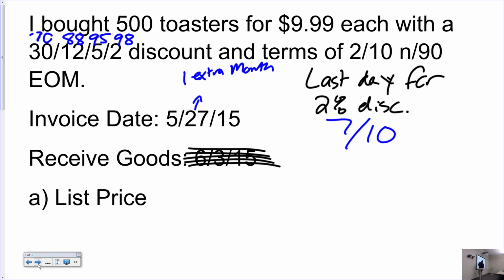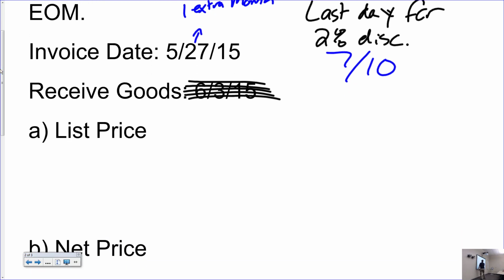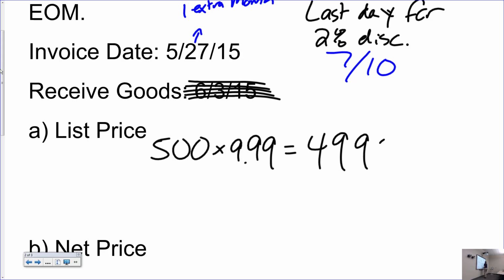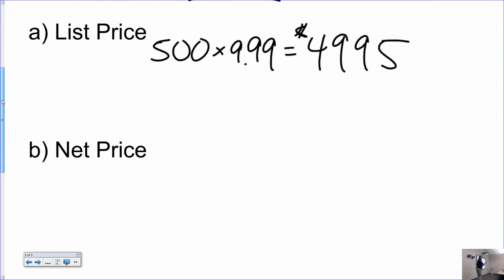Alright, so now let's do this. List price, what are we going to do? So I'm buying $4,995 worth of toasters. Net price? Note, I didn't ask for any of the rates this time, folks. I just said, hey, just give me the net price. Jump right to it. How are you going to get there quickly?